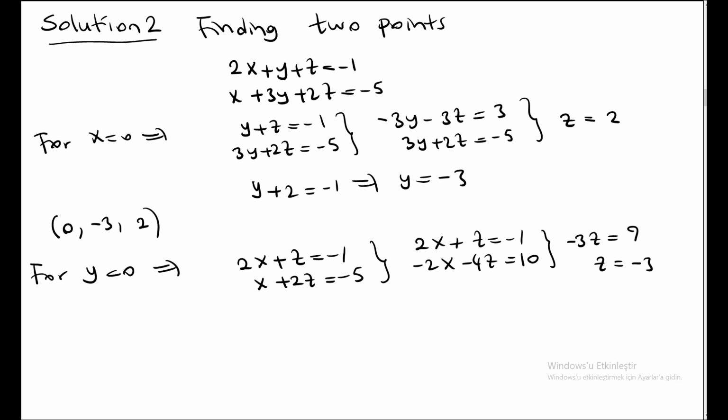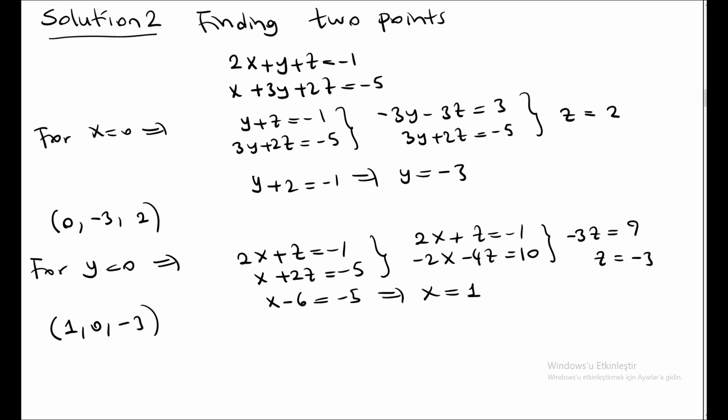Now, if z equals negative 3, it means x minus 6 equals 5. So you have x equals 1. Our second point is 1, 0, and negative 3. So now we are looking at the line passing through these points.